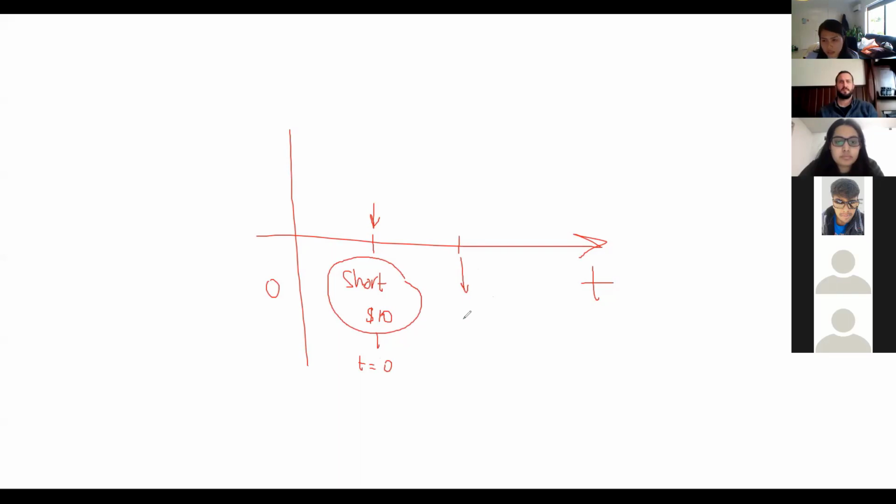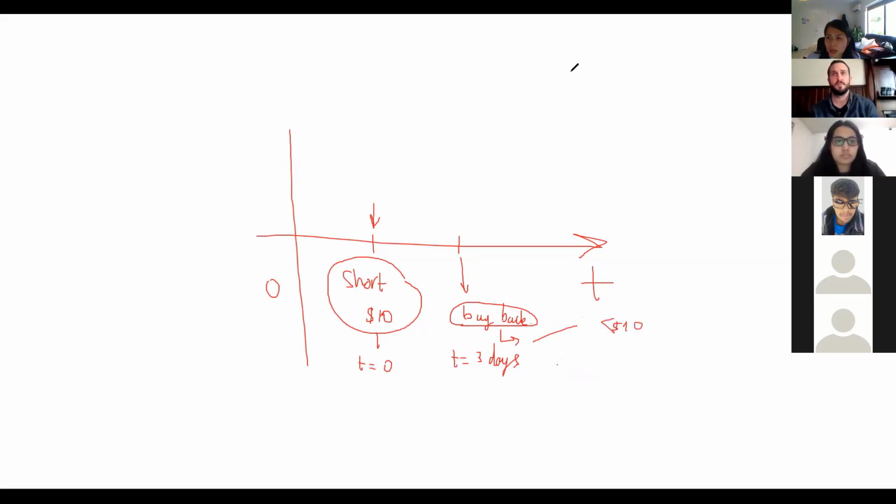Yeah, so this is, let's say, 3 days later. So here I buy back. So my profit is going to depend on the buyback price. Ideally, for a short seller, I want to see the future price be lower than $10.